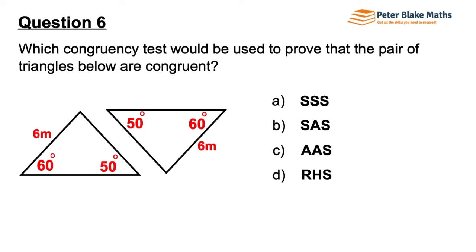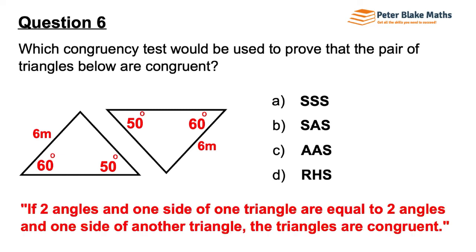Okay, so we've got two angles and a side, so the congruency test that would establish that those two triangles are exactly the same size and shape there would be the AAS one. And to state that, to define that, if two angles and one side of one triangle are equal to two angles and one side of another triangle, then the triangles are congruent. That's like the rule or the definition for that. That's the test for congruency that we're following.